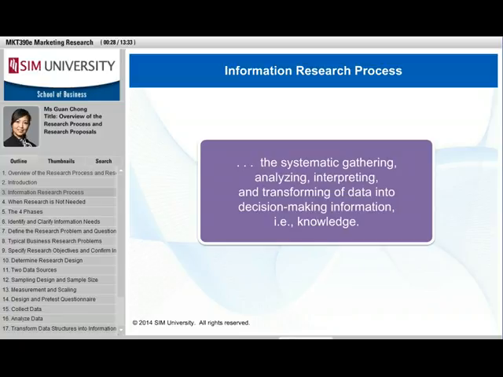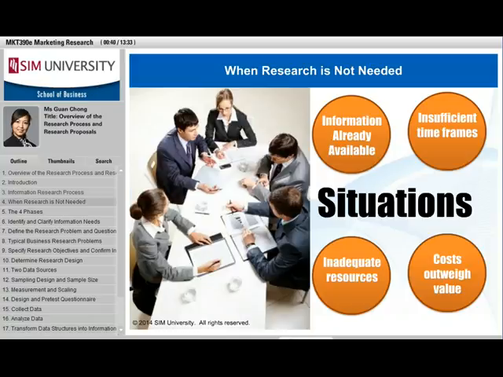Information research process is the systematic gathering, analyzing, interpreting, and transforming of data into decision-making information, such as knowledge. Under the four following situations, a marketing research project is not needed: when the information is already available, when there is insufficient time frame, when there are inadequate resources, and when costs outweigh the value of the research.